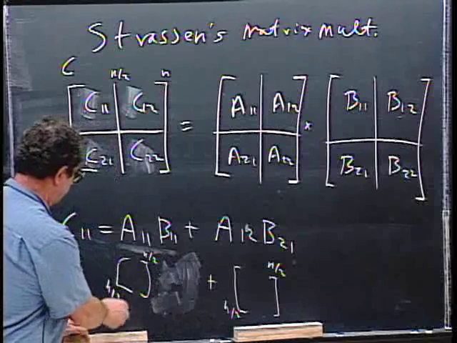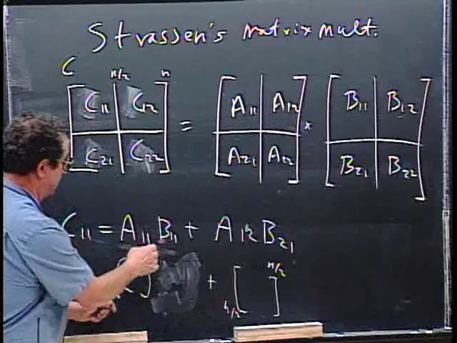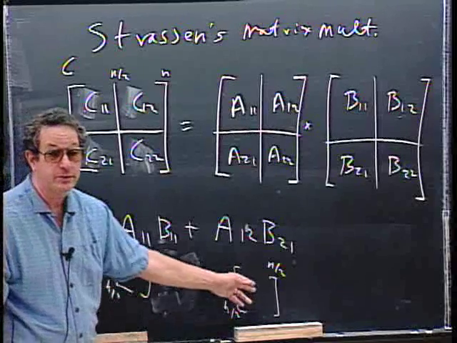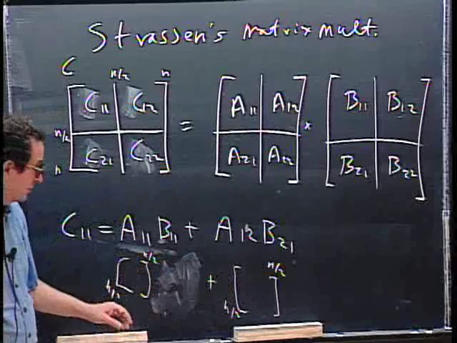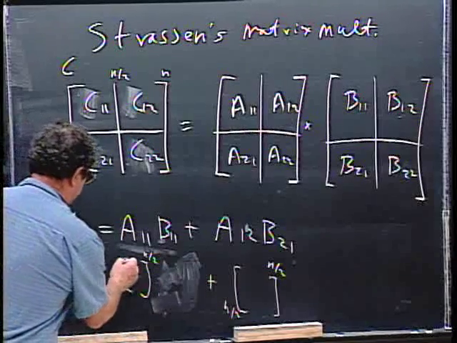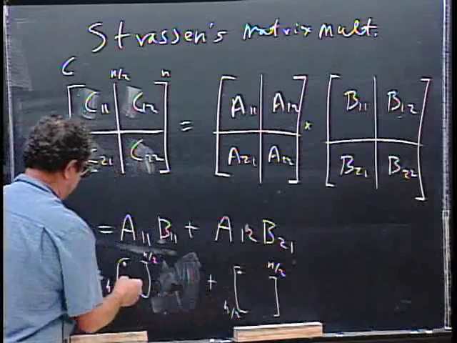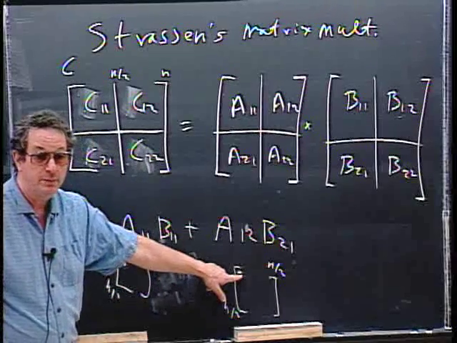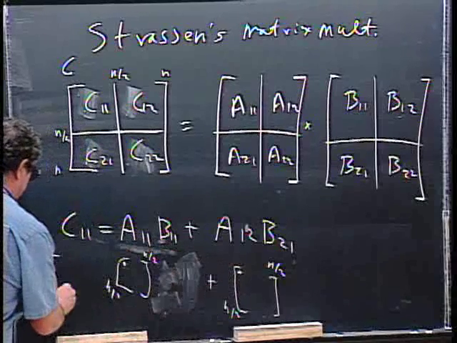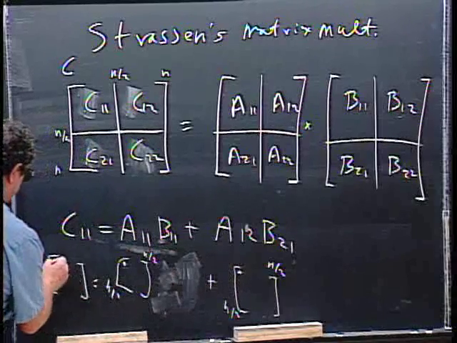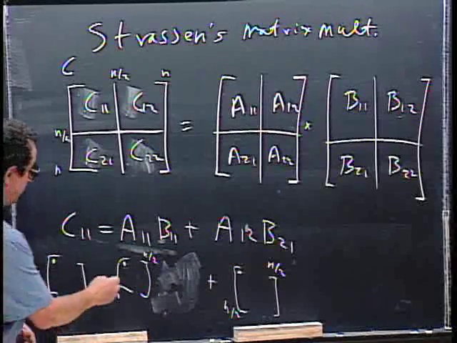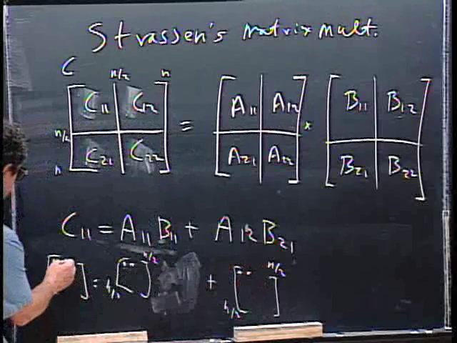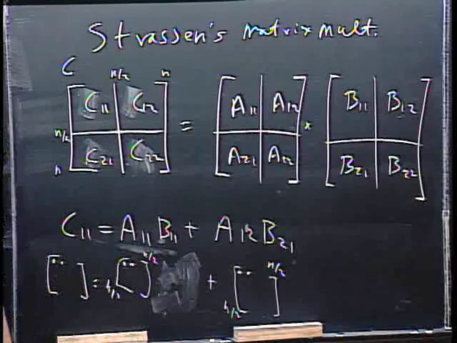This now represents the result, A11 times B11. That's a matrix of dimension n over 2 by n over 2. When I add 2 matrices of the same dimensions, what it means is just to add the corresponding elements. The element in the upper left-hand corner is added to the element in the upper left-hand corner, and that, therefore, is equal to the element in the upper left-hand corner.